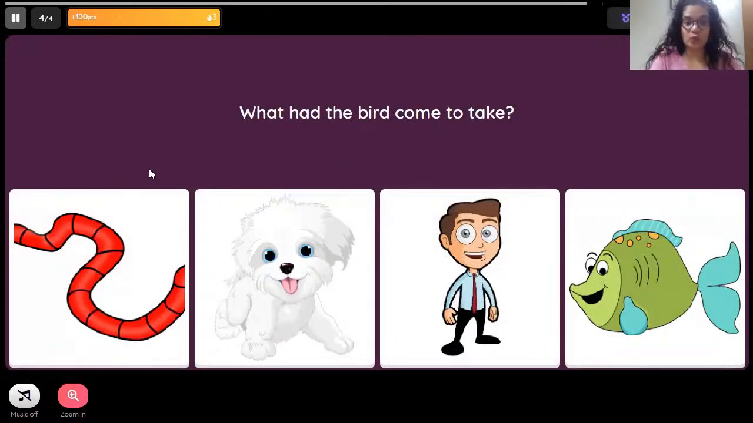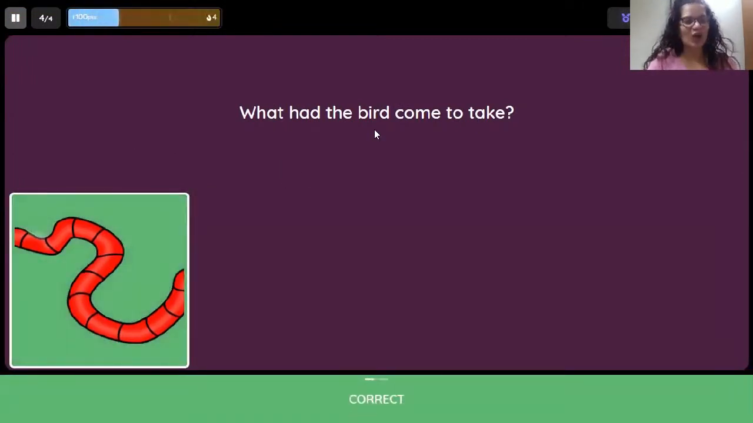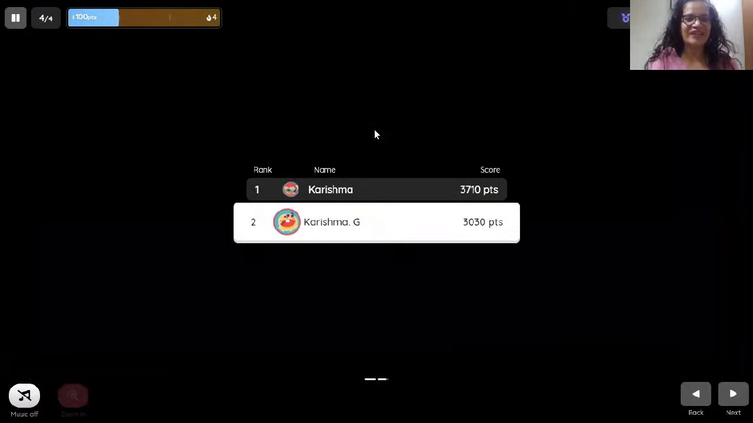Had he come to take the worm? Had he come to take the dog, the man, or the fish? The man was trying to catch the fish. Definitely not the fish. How can he take the man? Right, man is heavy. And dog? No, because the dog was barking at him. Why was the dog barking? Because the bird had come to take the worm. Good job, everybody. Very good.